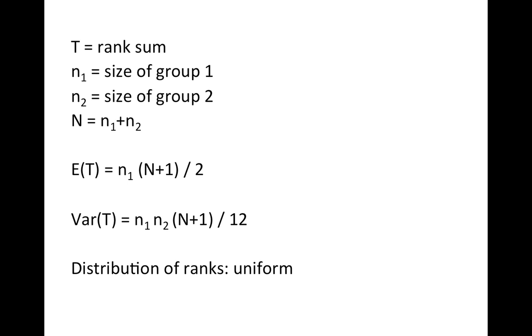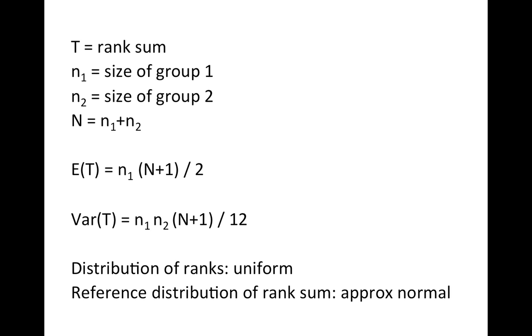So we know what the distribution of ranks should look like, and it turns out that if we randomly draw a subsample of those ranks and say they're from group 1 and add them up to get the rank sum, it's going to look approximately like a normal distribution. Let me show you that that's true.